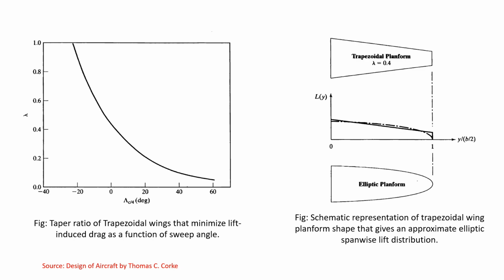The taper ratio for a trapezoidal wing which gives the minimum lift induced drag is slightly dependent on the aspect ratio and more slightly dependent on the wing sweep angle. So this is shown in the next figure, which plots the taper ratio of the trapezoidal wing that best approximates an elliptic spanwise lift distribution as a function of sweep angle.